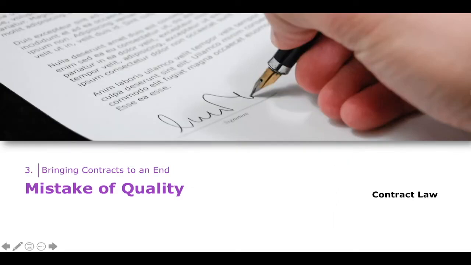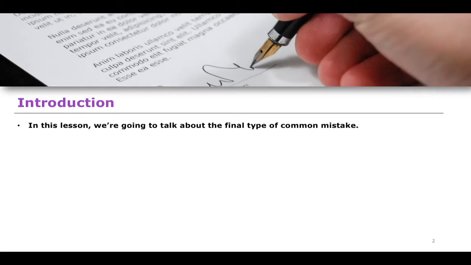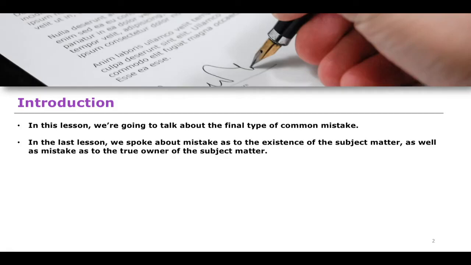Welcome back, everybody, to the law of contracts. In this lesson, what we're going to do is carry on talking about the processes that can lead to a contract being brought to an end. In the previous lesson, we talked about the concept of mistake. And in this lesson, what we're going to do is talk about the concept of mistake as to quality, or mistake of quality specifically. So this is the final type of common mistake that we can actually think about when looking at the concept of mistake within the law of contracts.